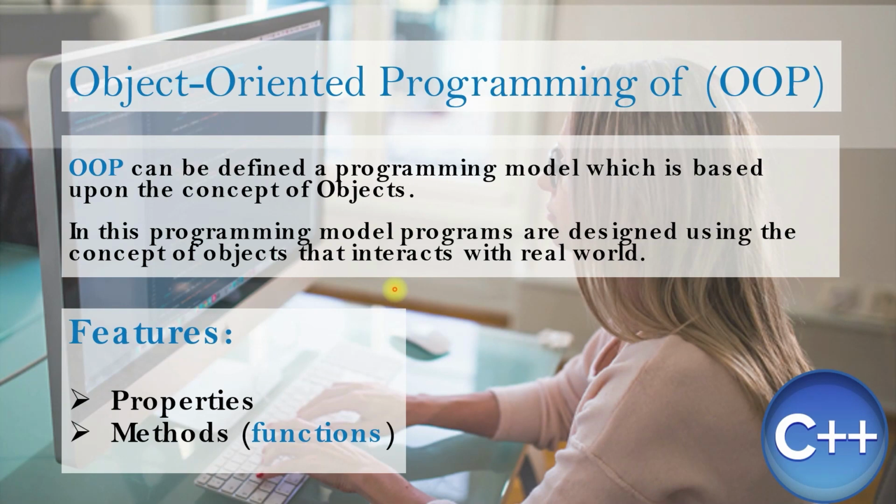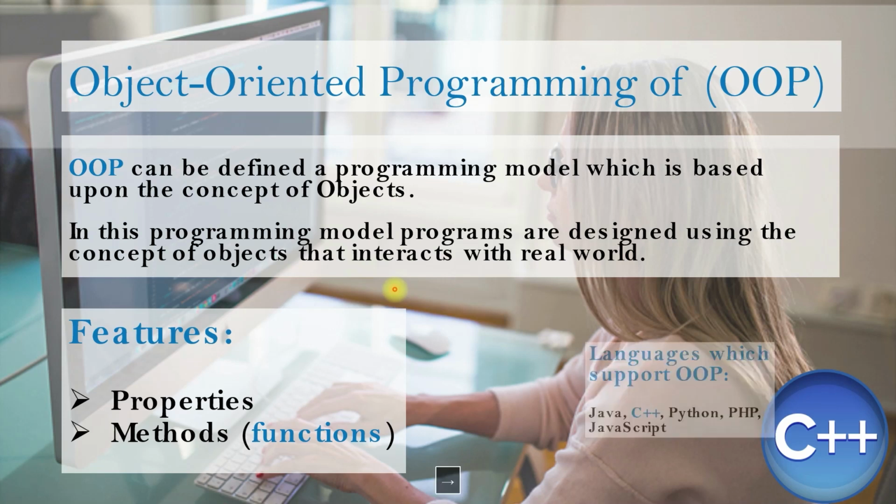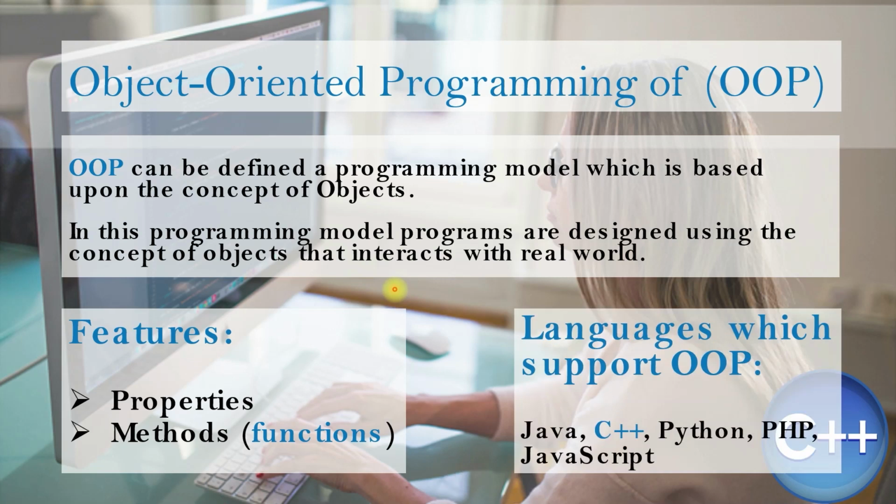The object-oriented programming paradigm has some features too. First, it has some properties, as I told you before, and it has some methods or functions. Method or function means that it can do something. It can do some actions. Okay, and languages which support the OOP or object-oriented programming paradigm are a lot, like Java, like C++, like Python, like PHP, like JavaScript, and etc.